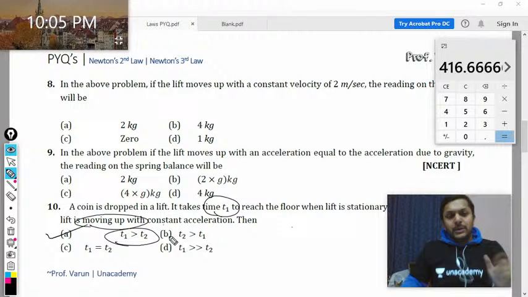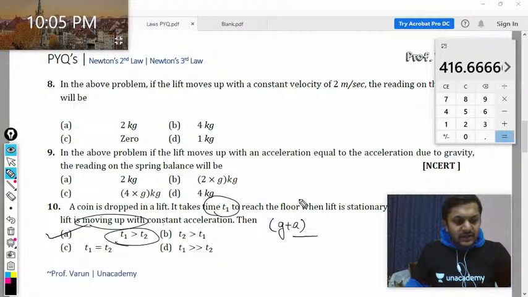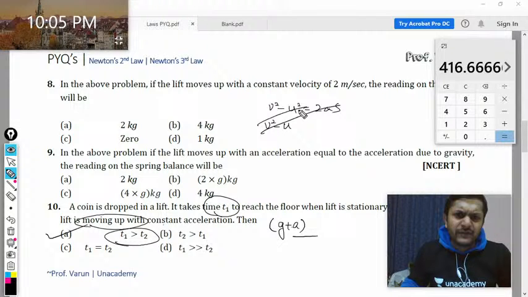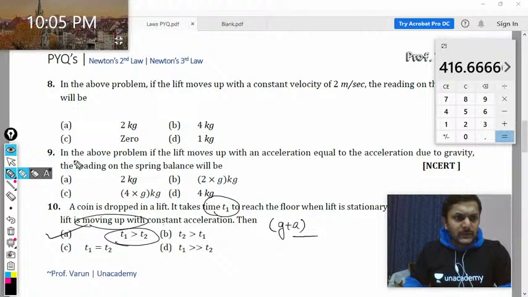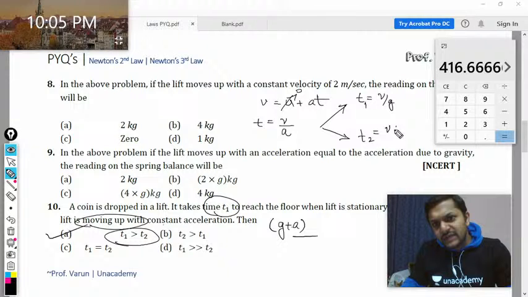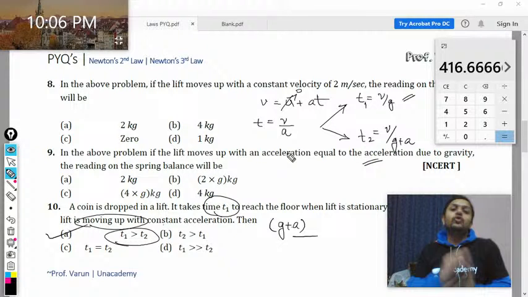Now in that case, we have to take the total acceleration as g plus a, and then we will find the total time. It will be v squared minus u squared is equal to 2as. So in case number 1, considering time, v is equal to u plus at, u will be 0. The time period will be given by v divided by g plus a. So obviously this t2 will be lesser and t1 will be more. Okay, so this is how we will do this.